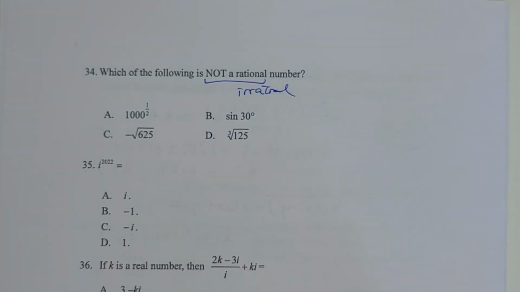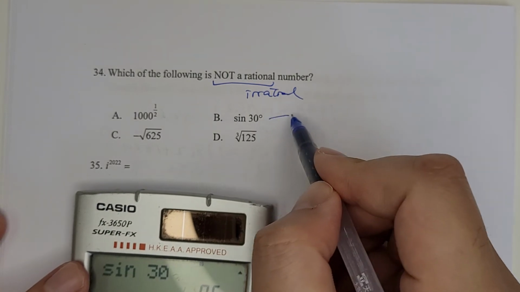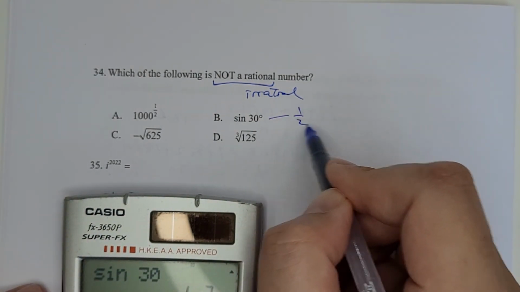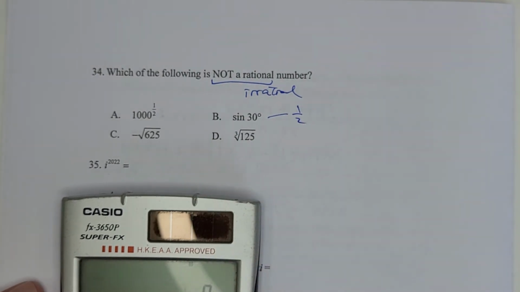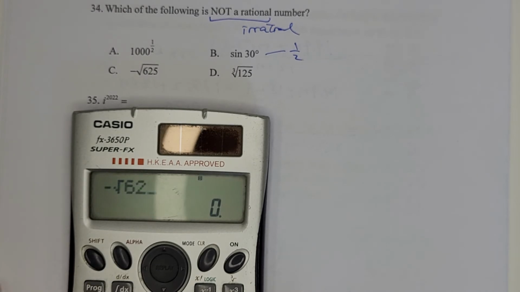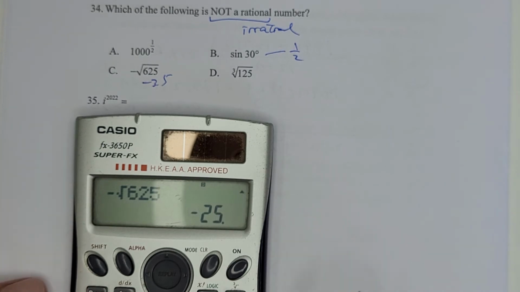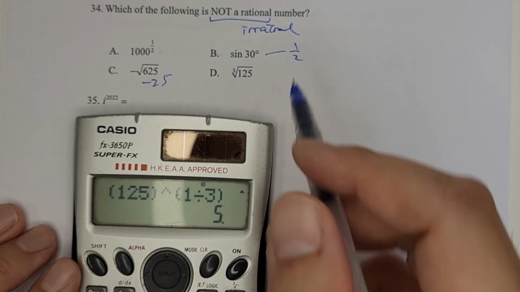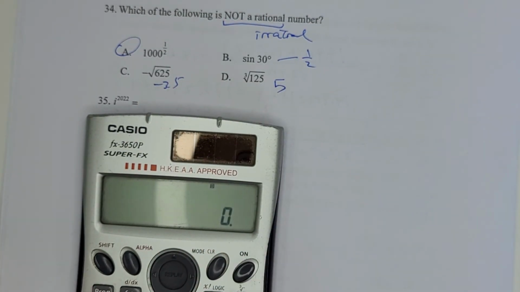So, you just use the calculator to find this. Sine 30 degrees is 0.5. It can be changed to the fraction 1 over 2, so rational. Negative square root of 625, negative 25, is an integer, so rational. Cube root of 125, that's 5, also rational. So the final answer is A, irrational.